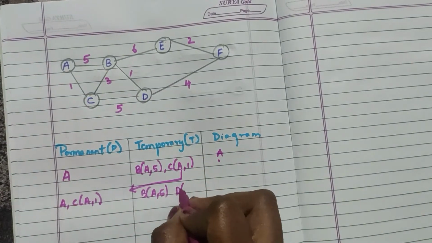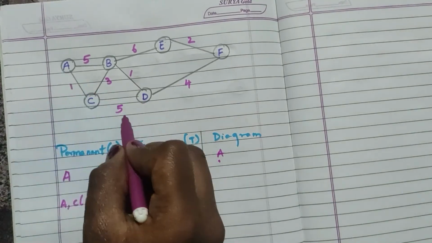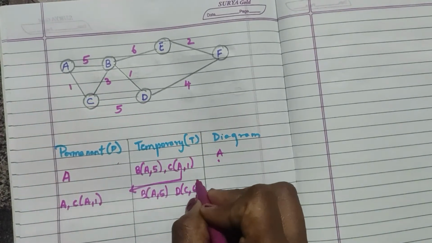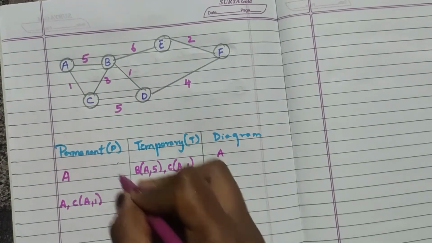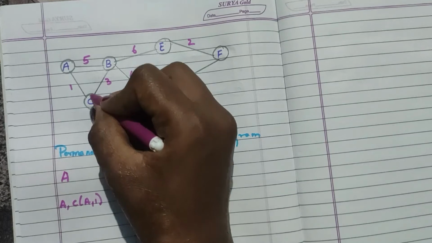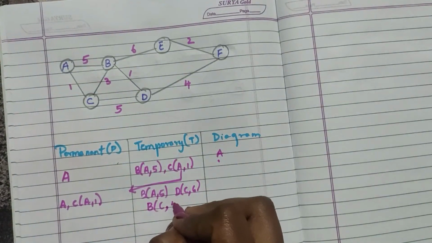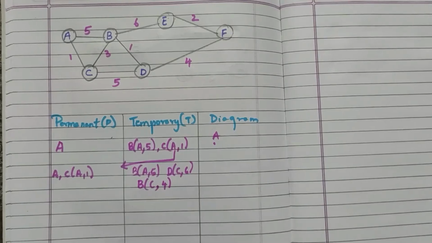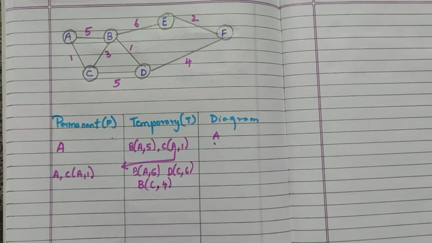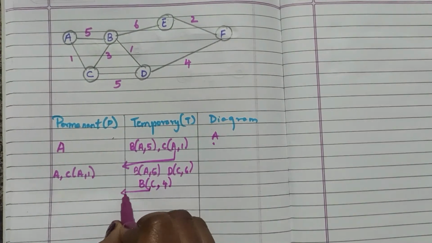So node D through C to reach A, the cost is 6. And the other way is node B through C to reach A. So node B through C is 3 plus 1, that is 4. Now you have to find which is the shortest. We have to find which has the least cost. So the least cost is B over here, 4. So add this in the permanent table.